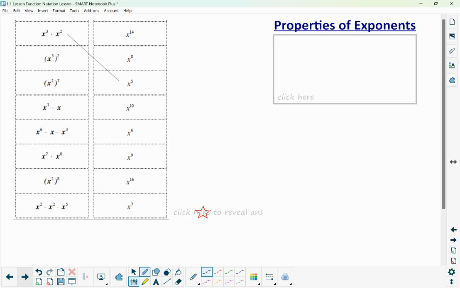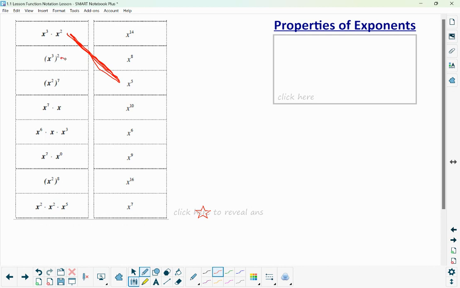So hopefully you remember those exponent rules. And we had a little matching activity. So we've got an x to the 3rd multiplied by x squared. So that would be x to the 5th. So I would challenge you to stop the video, do these, and then you can match up and see if you did them right. So pause if you want.